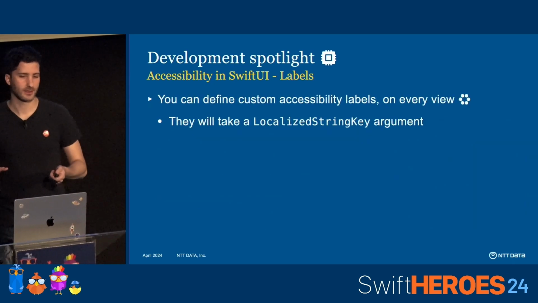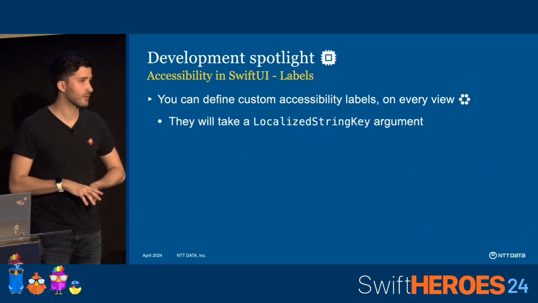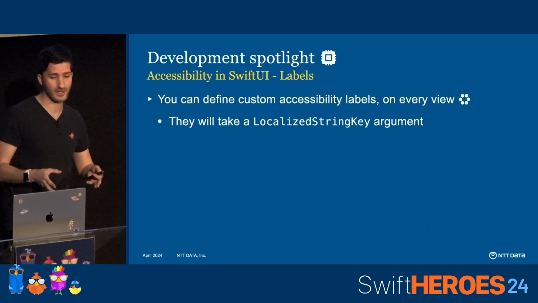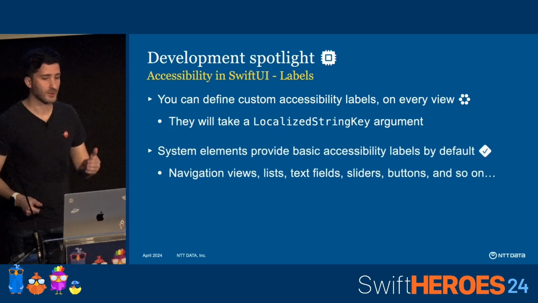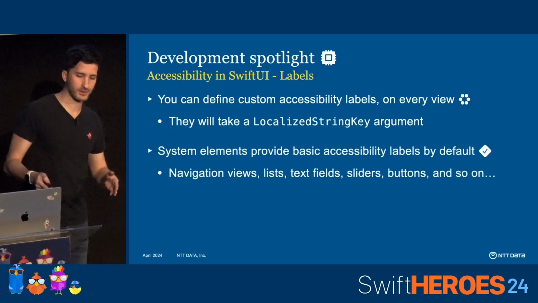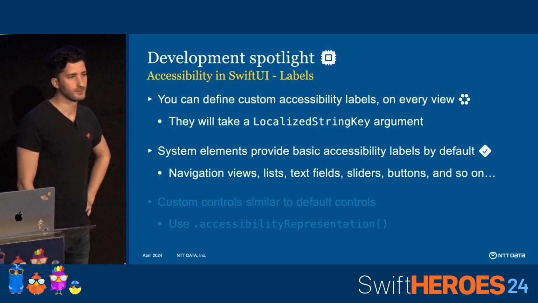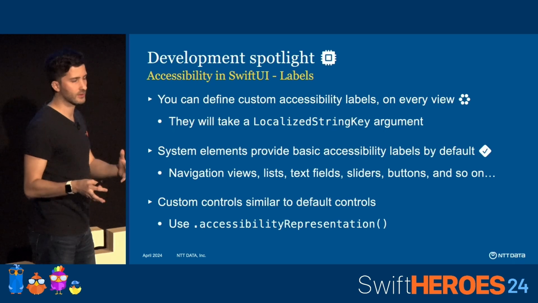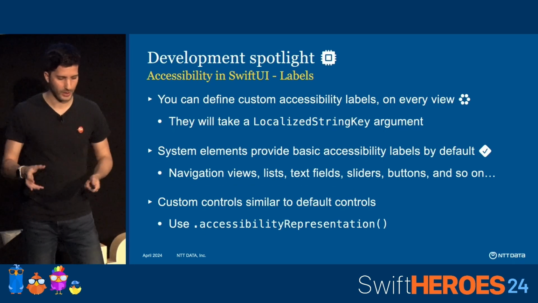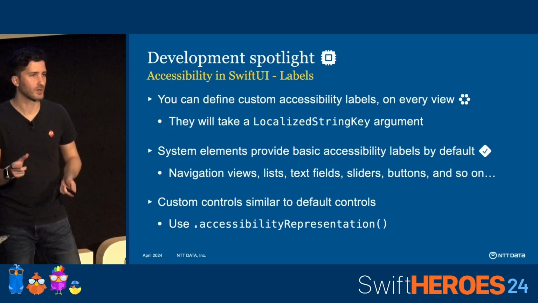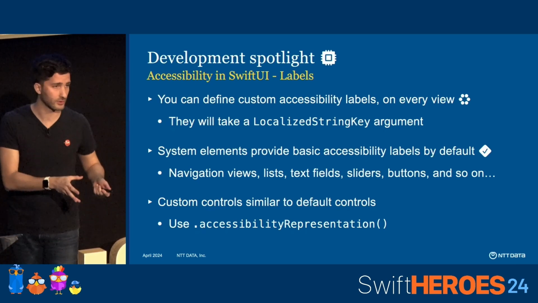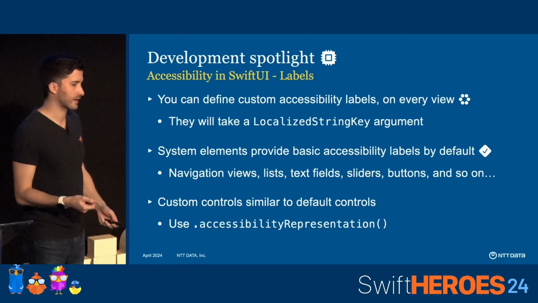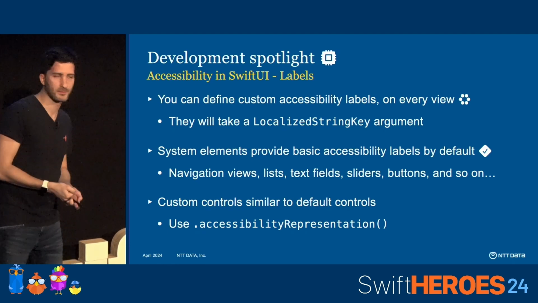So we can, of course, support custom accessibility labels, and they work towards internationalization as well. System elements already provide basic ones, like all the default SwiftUI views. But if we implement or create custom controls, maybe even complex ones, but their behavior is really similar to the default controls that are provided by iOS, we can use accessibility representation to get all the accessibility work for free.